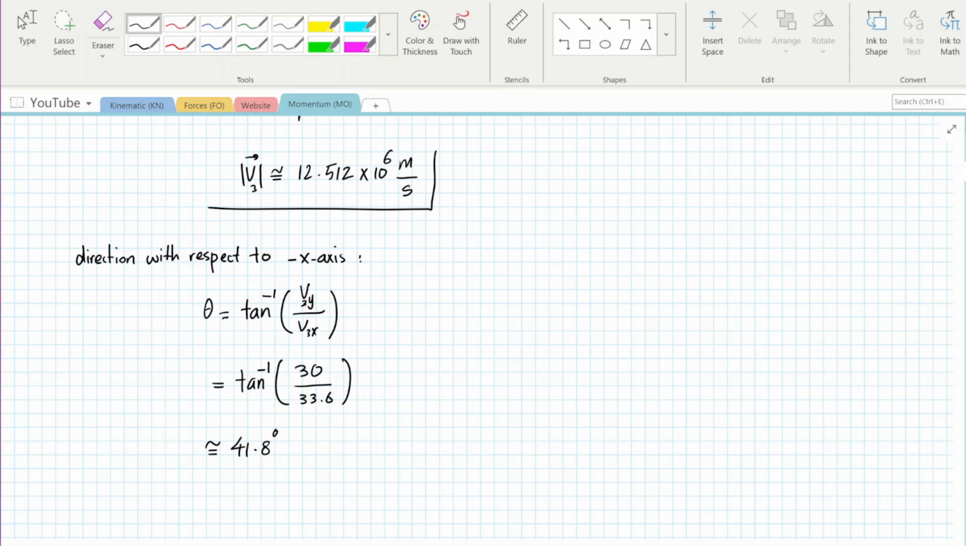Remember, most calculators, by default, give the angles in radians, and you need to convert them to degrees yourself or change the setting of your calculator.